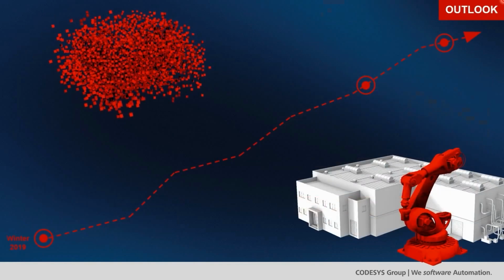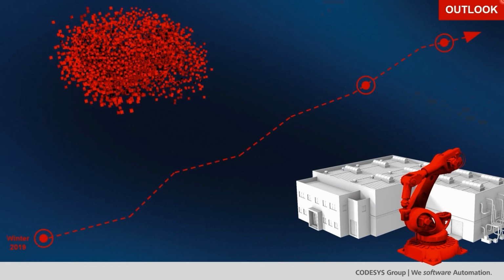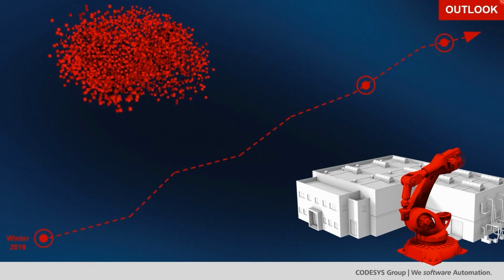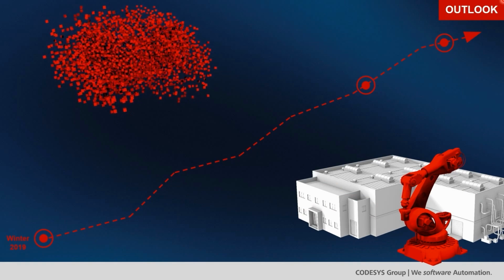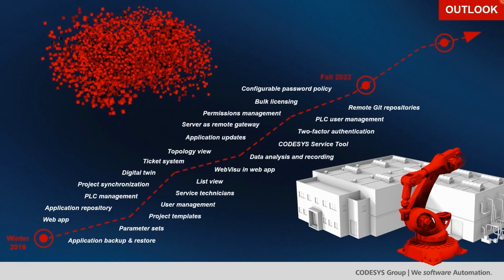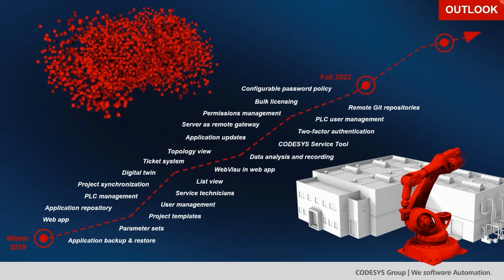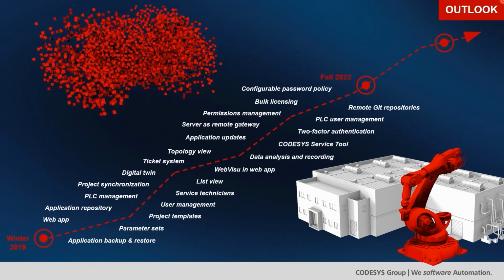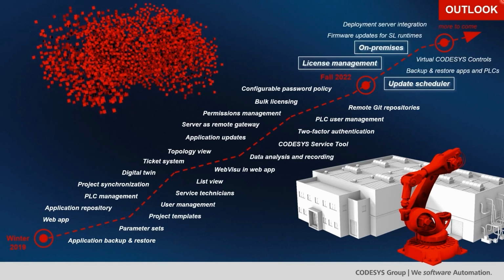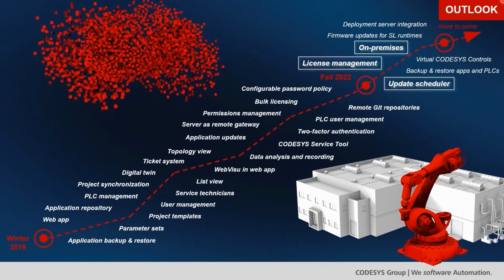Let's now, towards the end, have a short outlook on the roadmap of the automation server. Since the release of the CODESYS Automation Server in winter 2019, we implemented and released a lot of useful features and functionalities. Now, in fall 2022, we're still developing new cool features. This is just a short list of what we're currently working on. I want to pick out 3 of them.